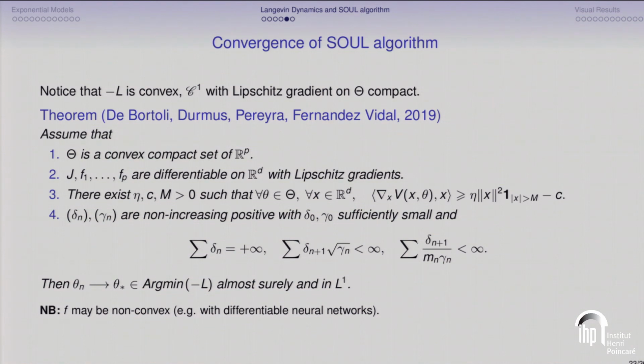Okay, so with this hypothesis, you can actually show that the estimation procedure goes to one minimum of minus log likelihood. And an interesting thing here is that the statistics may not be convex. So it would be okay to use that for differentiable neural networks.